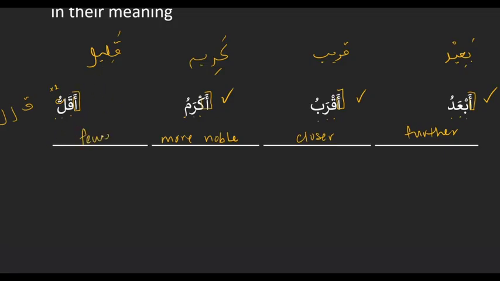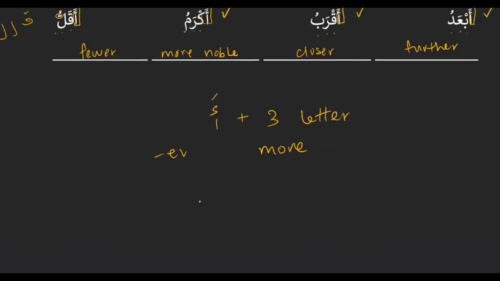Very good. So recap of comparatives: the pattern is hamza followed by 3 letters, and then it translates as ER or more something. And how do we find the core meaning? By relating it to a word that we know that has the same 3 letters. You find a word that shares 3 letters. All clear?